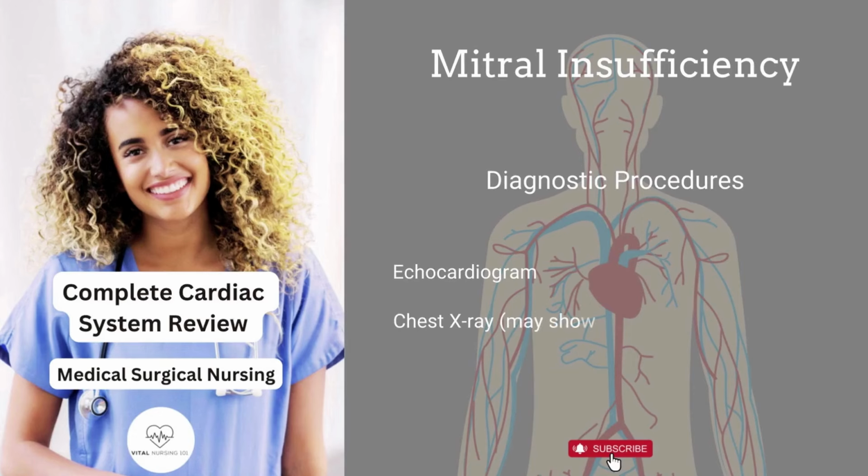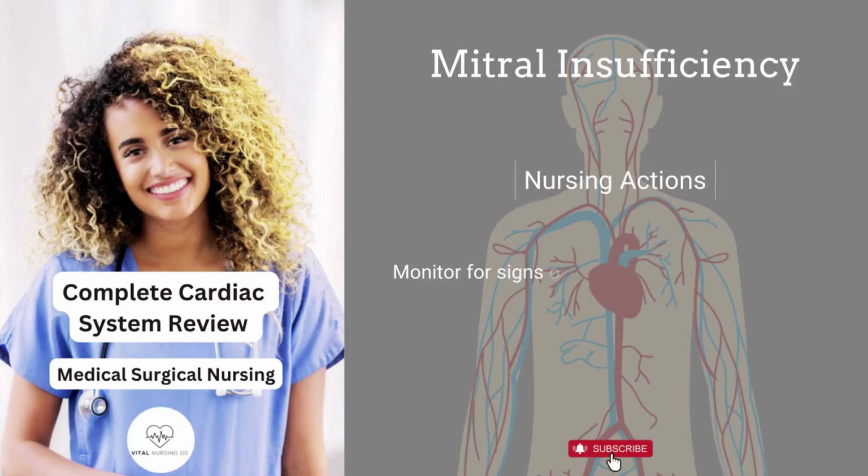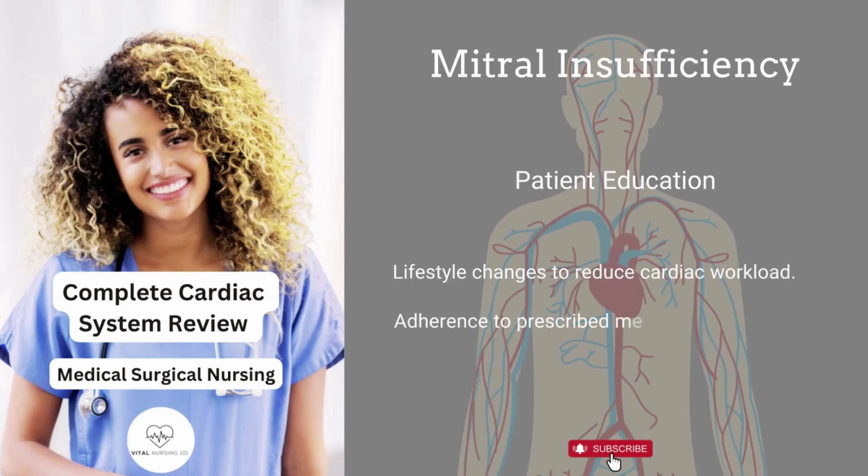Diagnostic procedures are the following: echocardiogram, chest x-ray, which may show pulmonary congestion. Nursing actions are the following: monitor for signs of heart failure, maintain fluid and electrolyte balance. Treatments are the following: medications, diuretics, beta blockers, and anticoagulants if atrial fibrillation develops. Surgical options include mitral valve repair or replacement. Patient education is the following: lifestyle changes to reduce cardiac workload, adherence to prescribed medications.